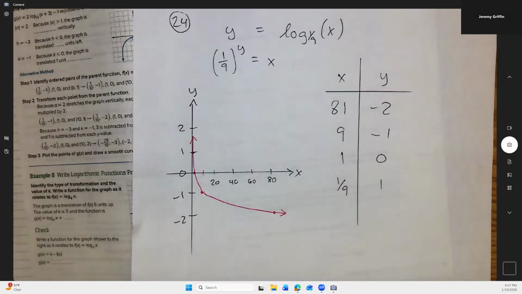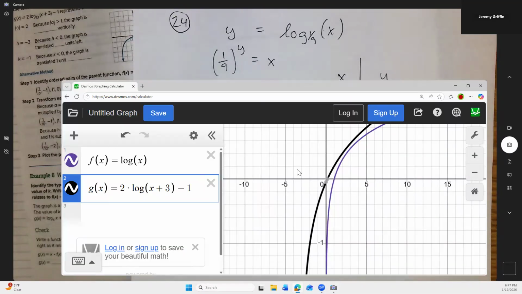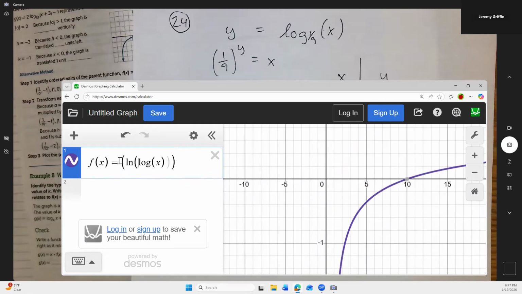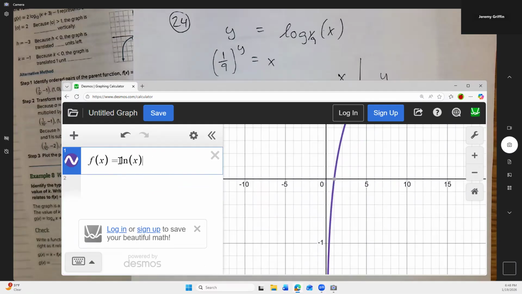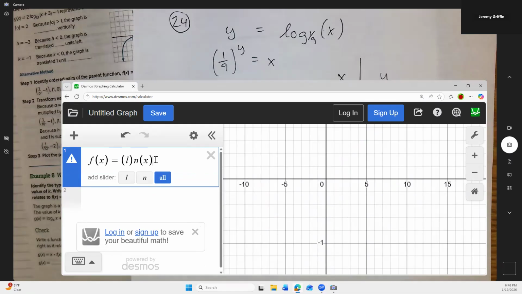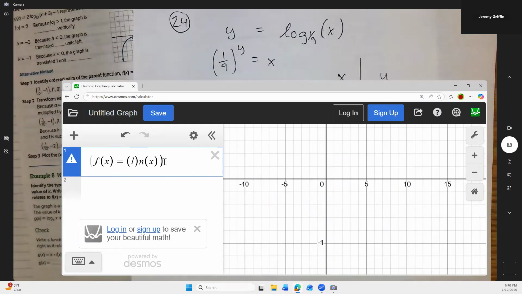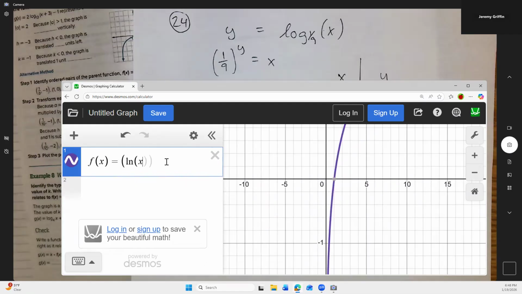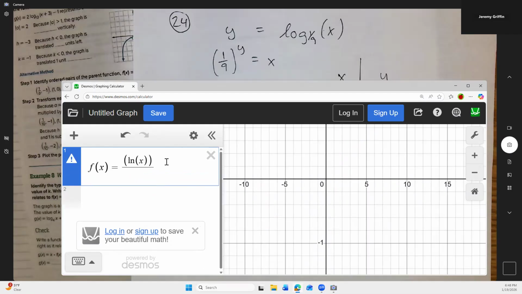All right, so let's see what that looks like in Desmos. Clear all this out. How can they do log base 1/9? One way to do that is natural log of x, and then take that and divide by natural log of 1 over 9.